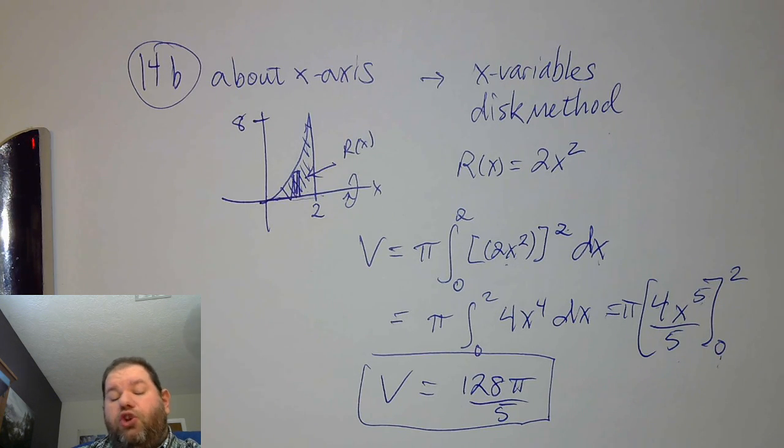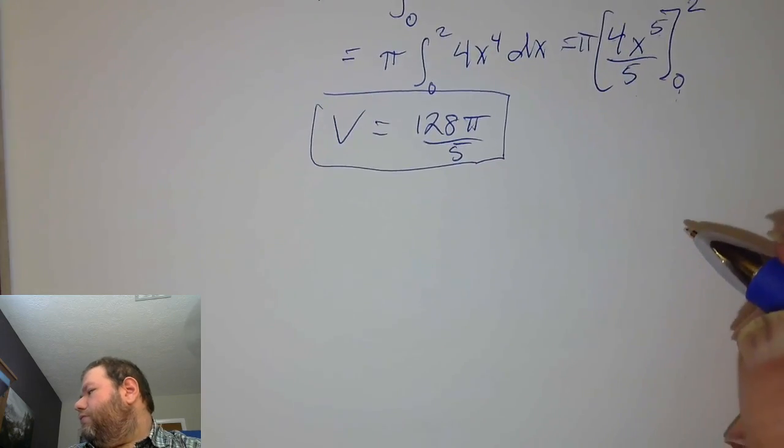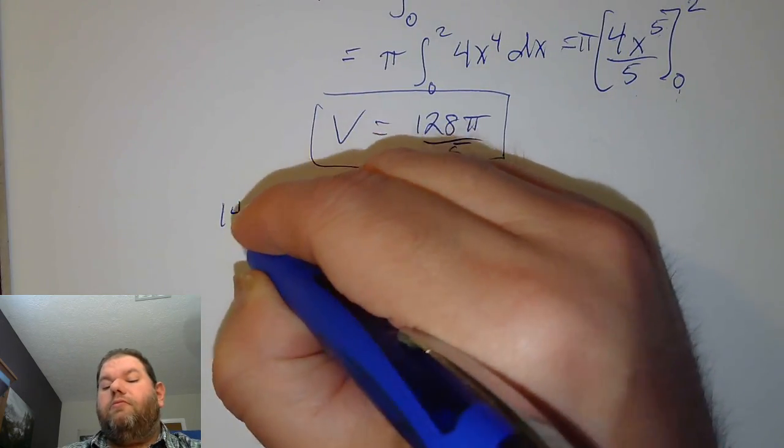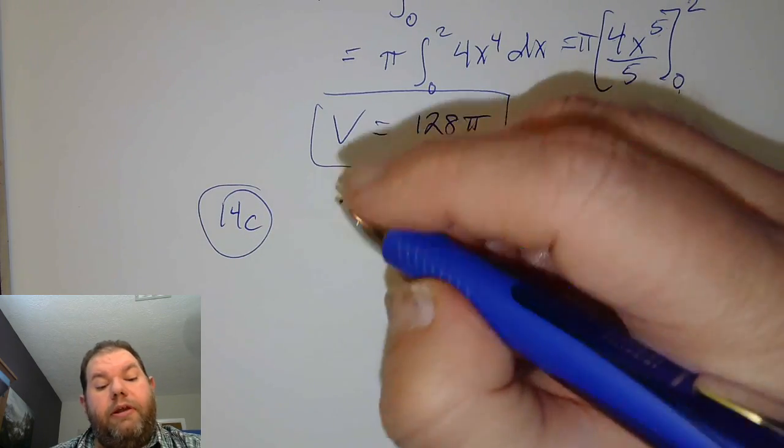Now, in each of these cases, depending on whether the axis is horizontal or vertical, we know our limits of integration are going to be 0 to 2 or 0 to 8, depending on which way it goes. But then, depending on where the axis is located, that changes how we find our different radii. So, looking at 14c, here we want to revolve about the line y equals 8.